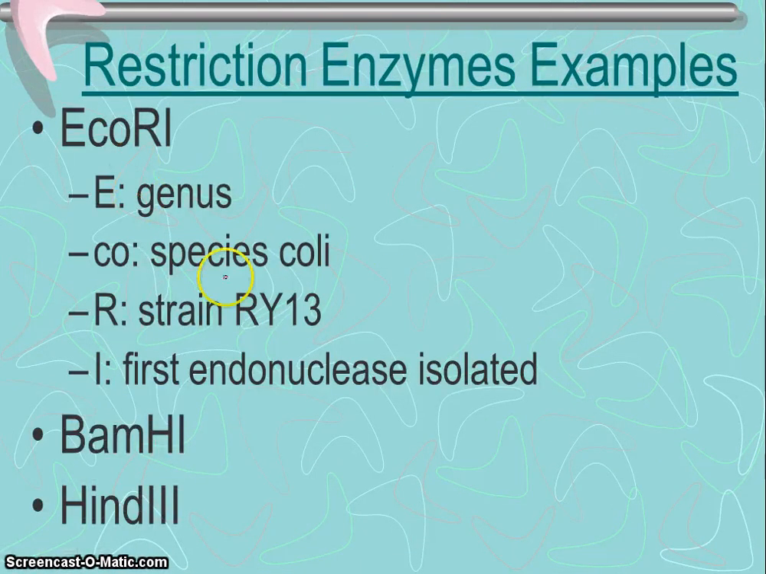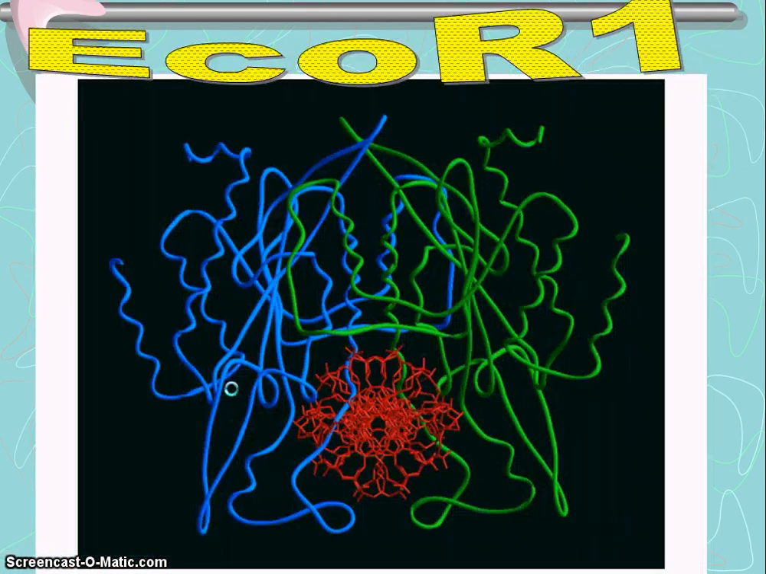Just to give you an idea, we have EcoR1, we have BamH1, and HindIII. So the E refers to the genus for the bacteria E. coli. The co is the species for coli, so this is coming from the bacteria E. coli. R is the strain, so E. coli with the strain RY13. And the 1 is that it's the first endonuclease isolated. And again, endonuclease is internal. Okay, this is just showing you what EcoR would look like.